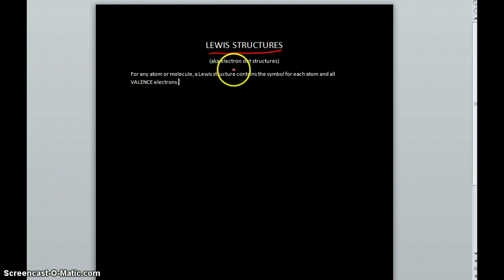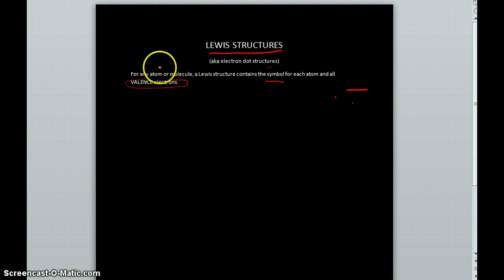And so Lewis structures, also known as electron dot structures by some, are really very simple. For any atom or molecule, a Lewis structure is nothing more than a symbol, the atomic symbol for each atom in the structure, and all of the valence electrons for each atom, not all the electrons, but all the valence or reactive electrons, drawn as little dots in the structure, or as lines, we will see.